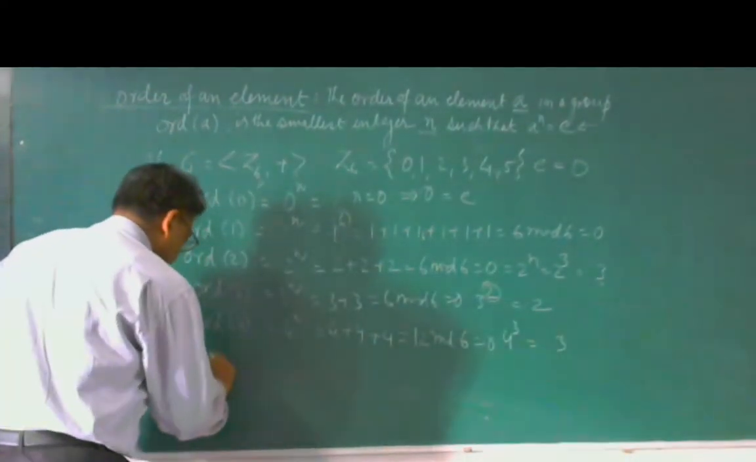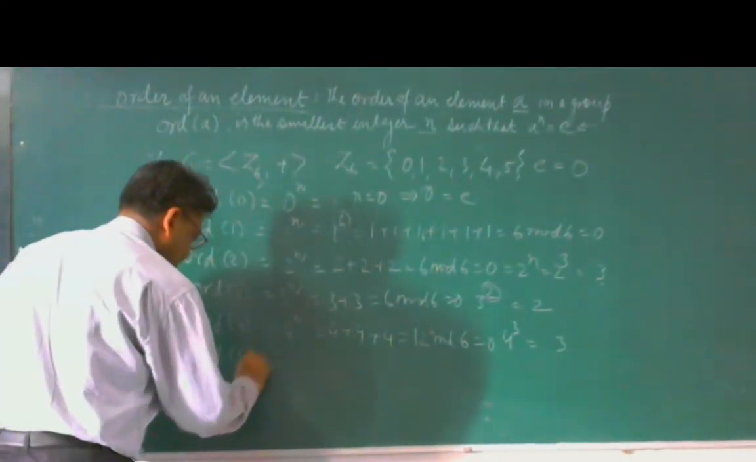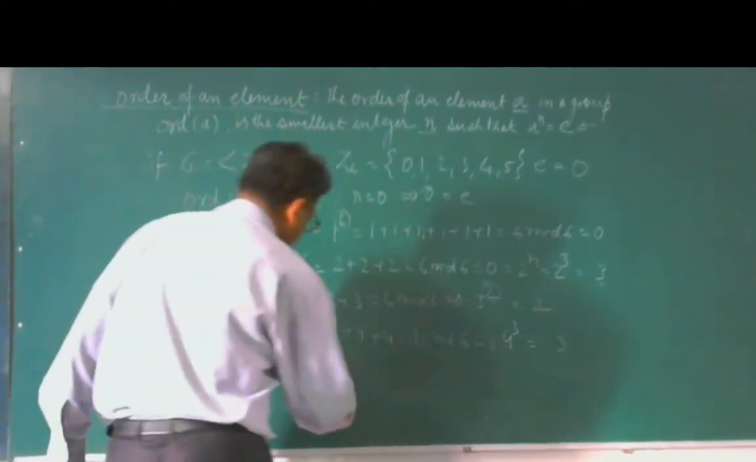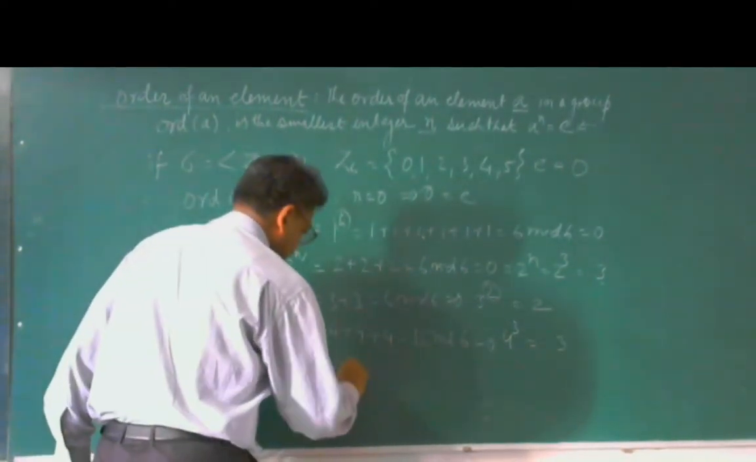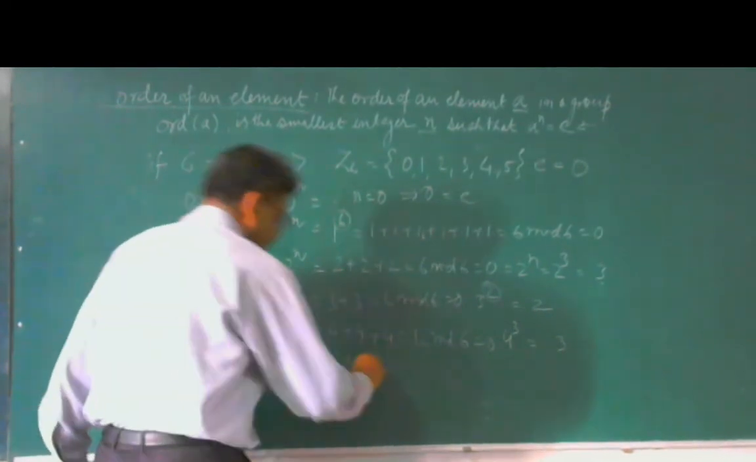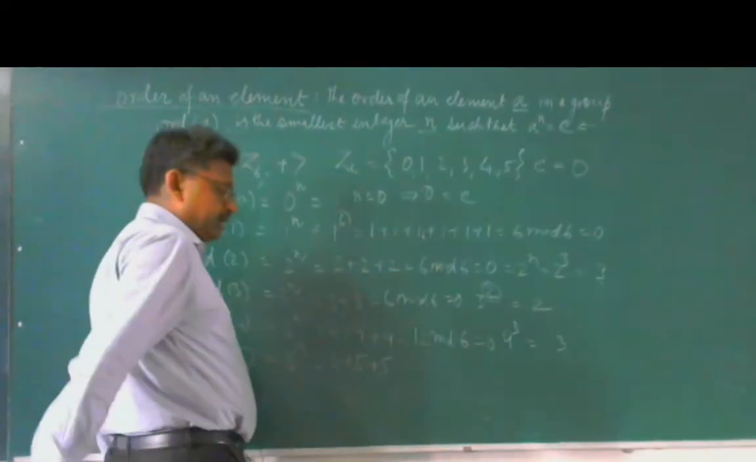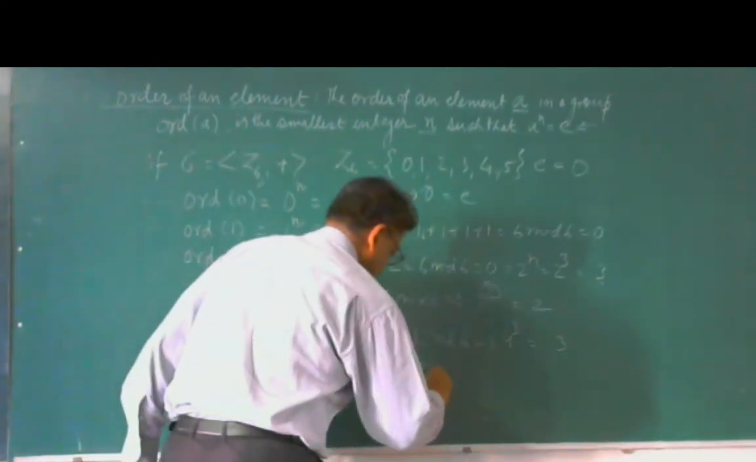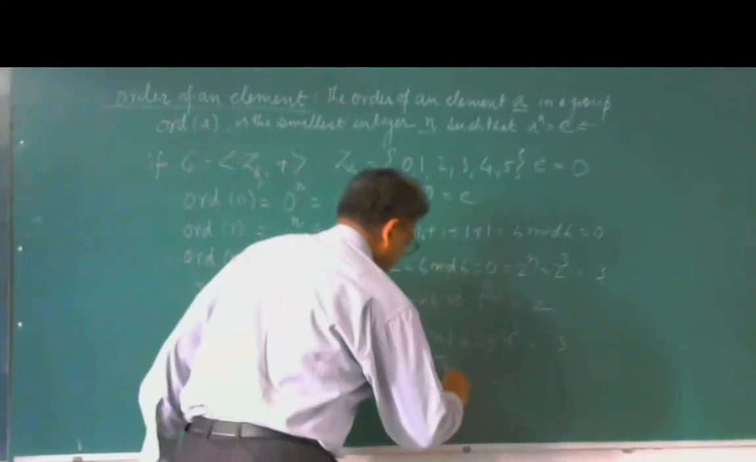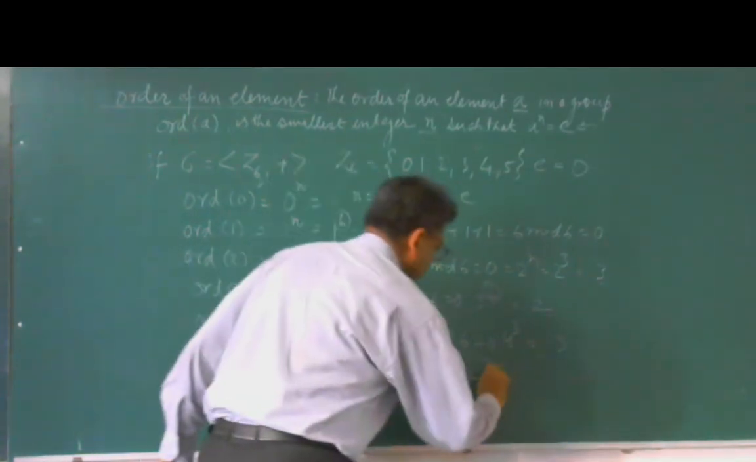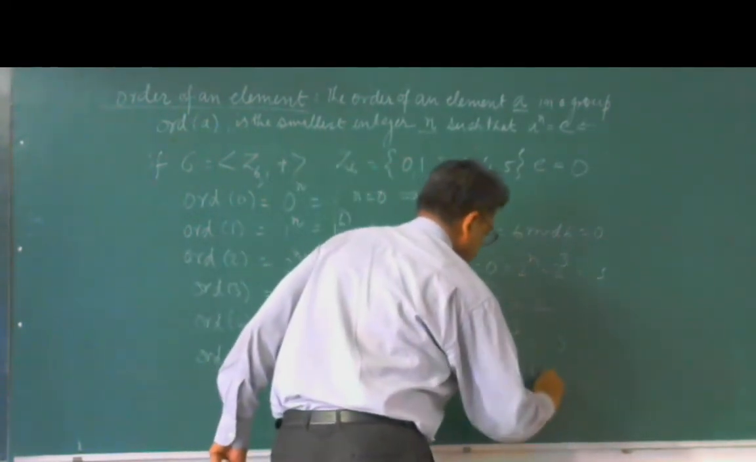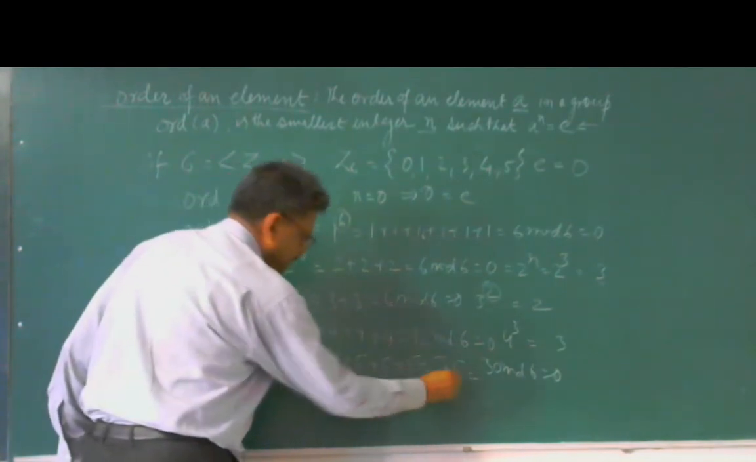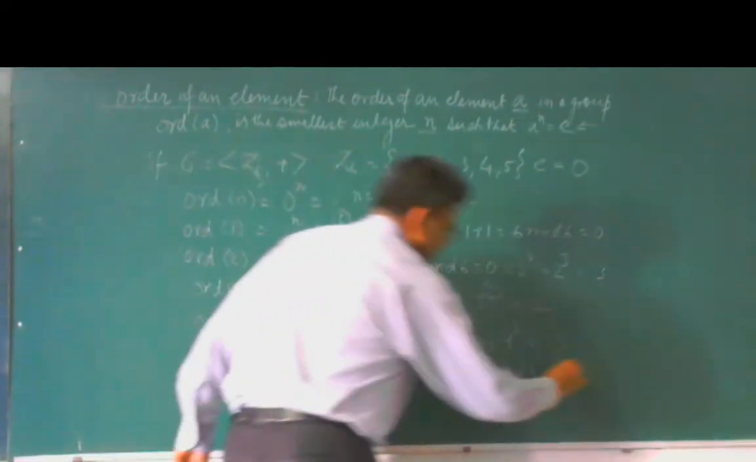So order of 5, 5 to the power n. If 5 is added how many times? 5 plus 5, 10, plus 5, 15, plus 5, 20, plus 5, 25, plus 5, 30, and 30 mod 6 is equal to 0. So order of 5 is 1, 2, 3, 4, 5, 6. Order of 5 is 6.